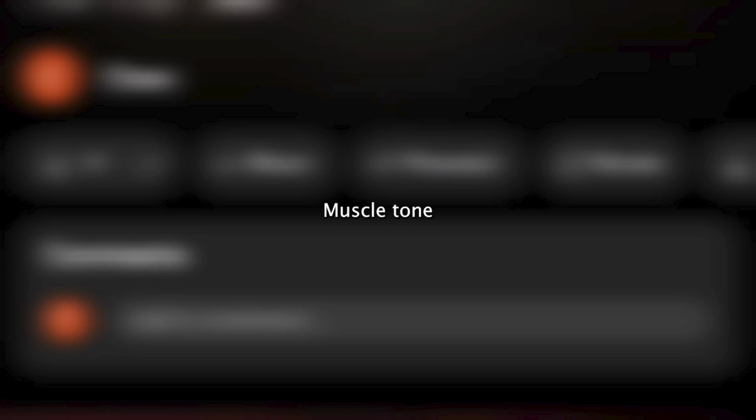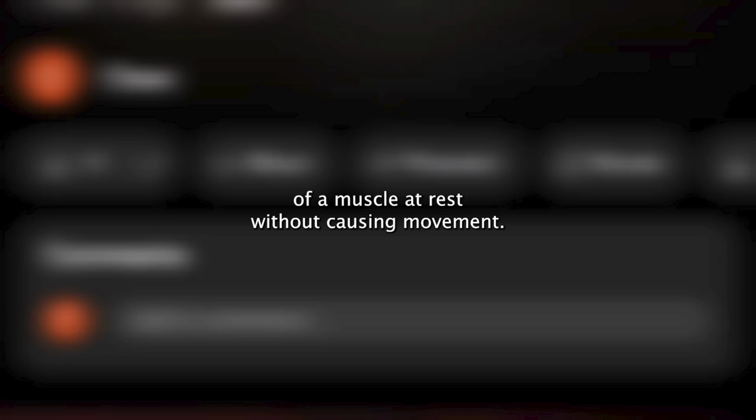Muscle tone is the normal tension and firmness of a muscle at rest. Without causing movement, motor units actively stabilize the position of bones and joints, and they maintain balance and posture.